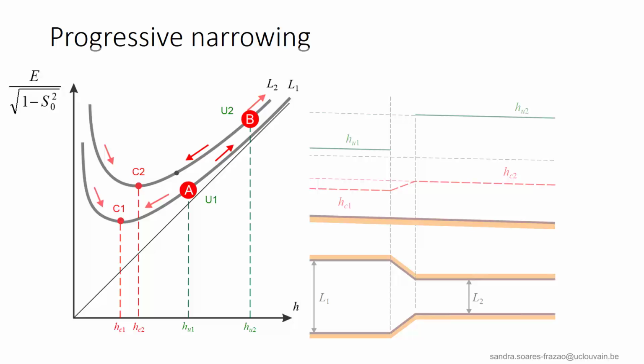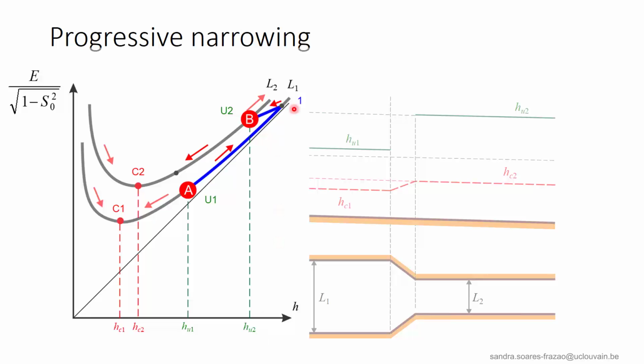Now, taking a closer look at the specific energy diagram, we can indicate our starting point A, corresponding to the normal depth HU1, and the arrival point B, corresponding to the normal depth HU2. To reach point B, starting from point A, we will follow this arrow, which means that the flow increases its specific energy until a point 1 that will be at a slightly higher energy level than the final goal at point B, in order to keep some energy for the transition between the wide section and the narrow section that is between point 1 and point B.